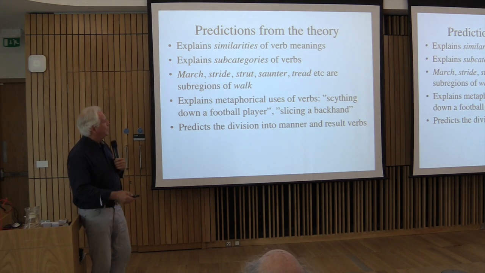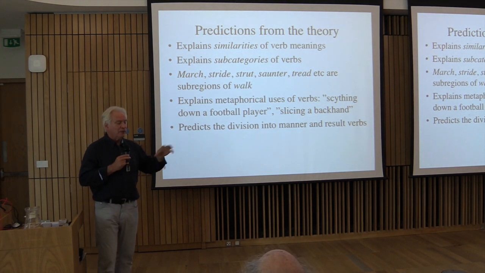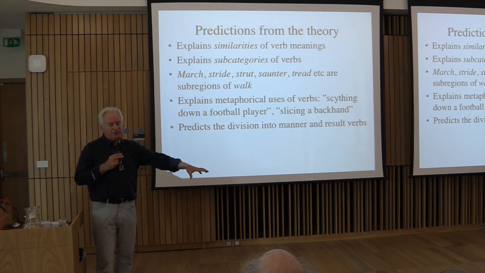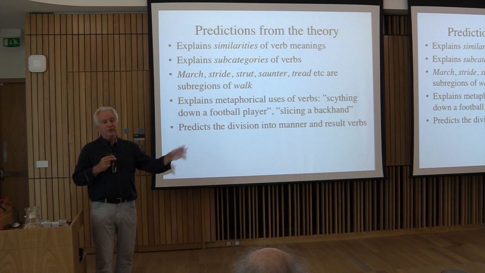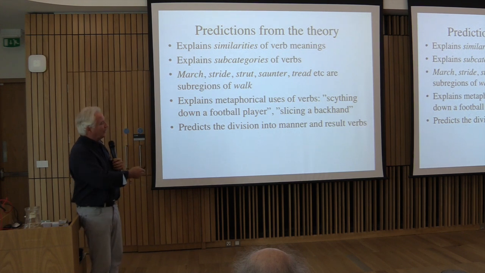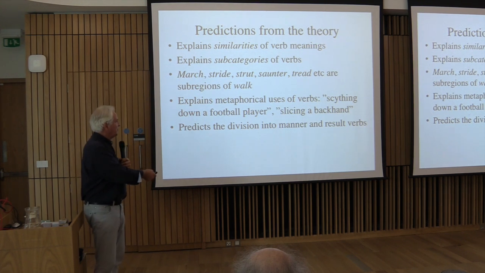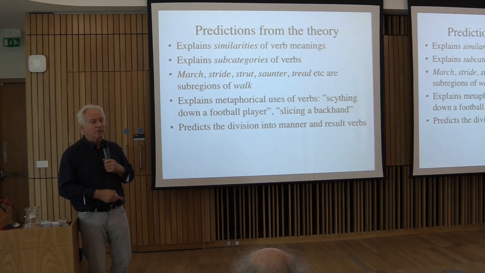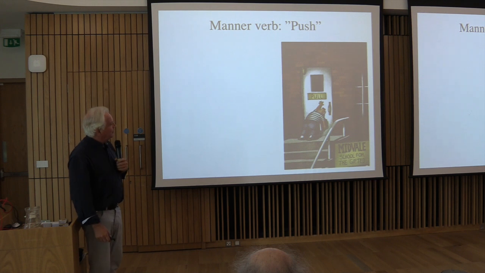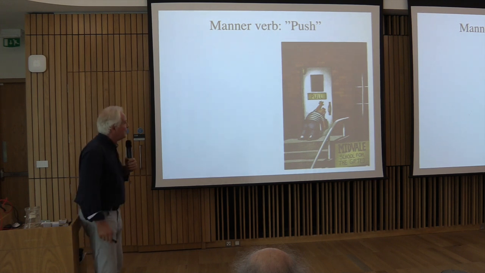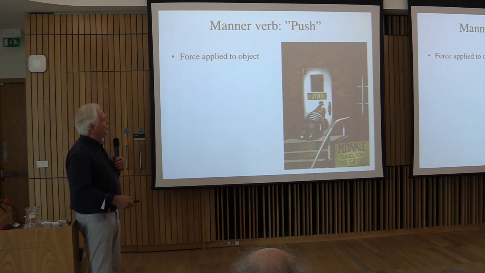The theory predicts the division into manner and result verbs. If you have a force vector and a result vector, manner verbs describe force vectors, result verbs describe result vectors. So that comes for free. And the question is whether linguists accept this. There is a bit of fight in linguistics on whether this distinction holds water or not. So let me give you an example. Here's a manner verb, push. It's a force applied to an object, this boy pushing the door.